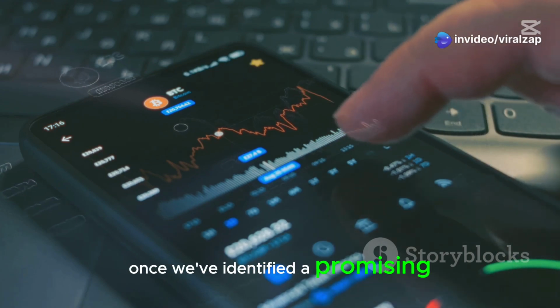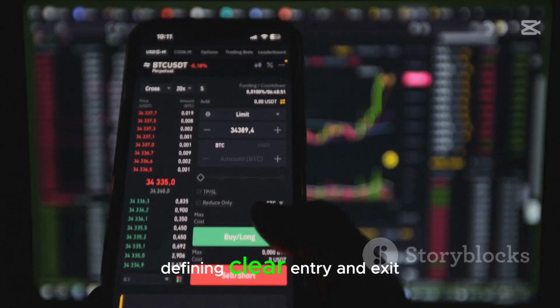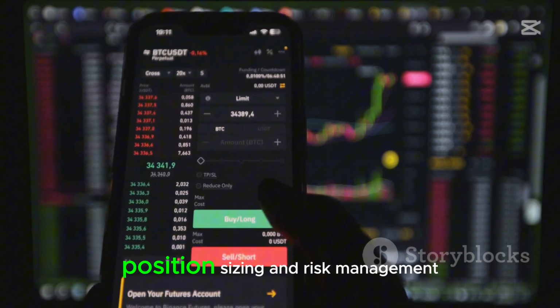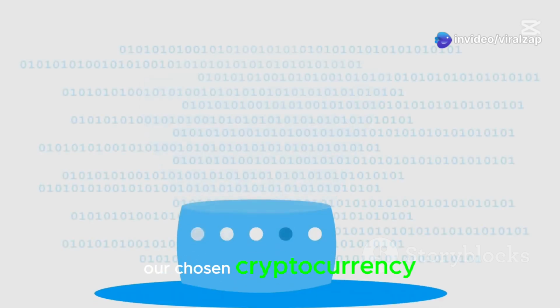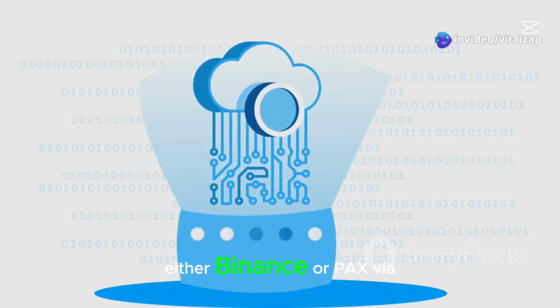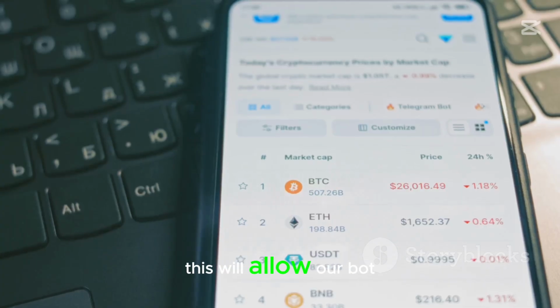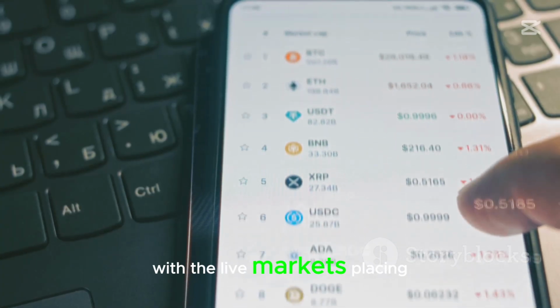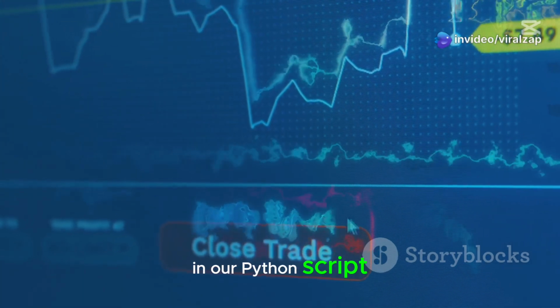Once we've identified a promising strategy, we translate it into Python code, defining clear entry and exit points, position sizing, and risk management rules. Next, we establish a connection to our chosen cryptocurrency exchange, either Binance or Pionex, via their respective APIs. This will allow our bot to interact with the live markets, placing buy and sell orders according to the rules defined in our Python script.